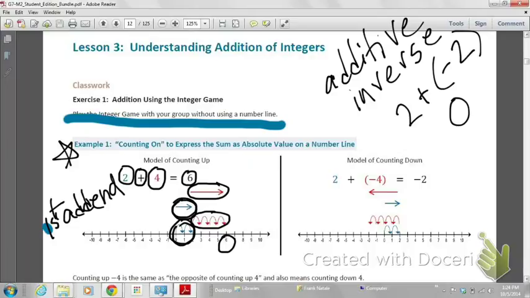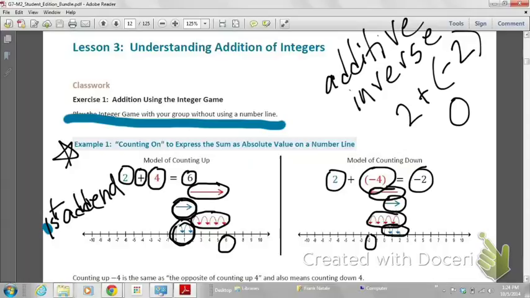Okay, and again here we have now counting down. We start with our first addend here, which is the 2. Expressed these 2 different ways, and then we are adding a negative 4, which means we're going to go to the left 4, and that's expressed with this arrow going to the left 4 units, and also for the 4 hops, and you can see where that ends at negative 2, which is what's happening there.